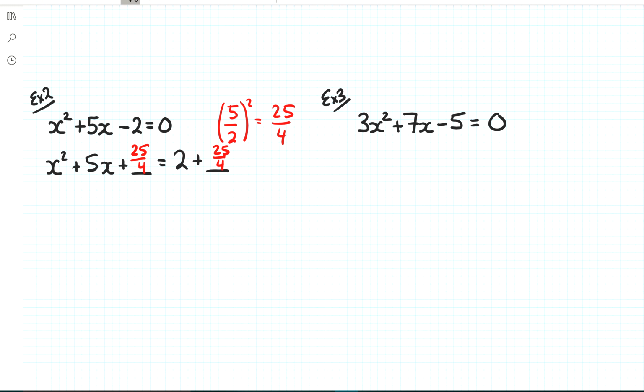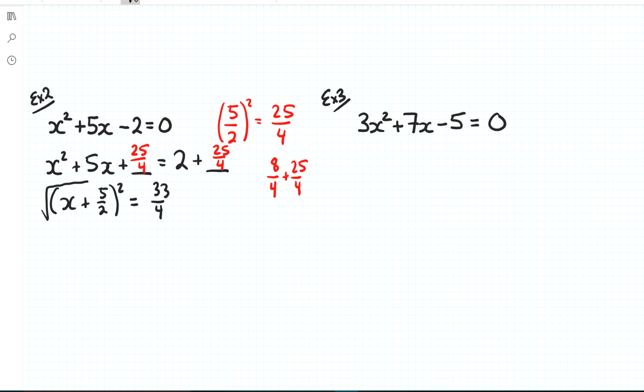When we complete the square here, we will get x plus 5 over 2. That 5 over 2 is the square root of 25 over 4. It's also half of the b term. When we bring the 2, which is really 8 over 4, and we add that to 25 over 4, that's going to give us 33 over 4.